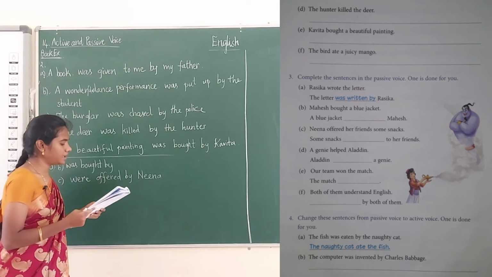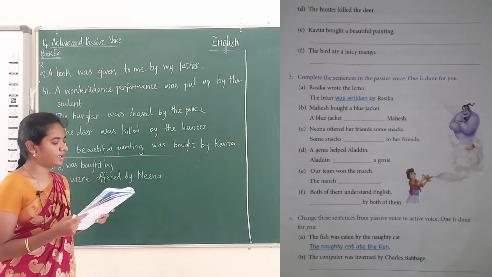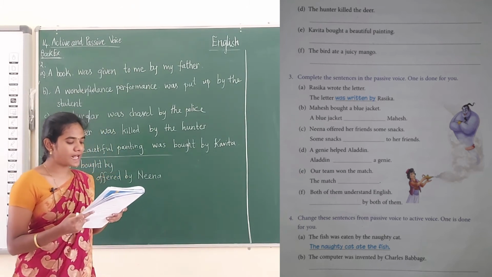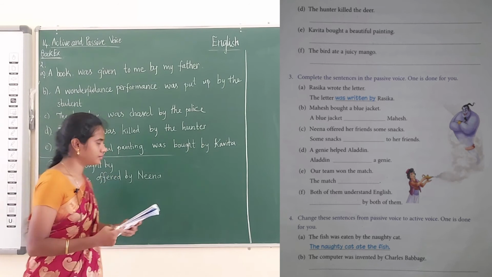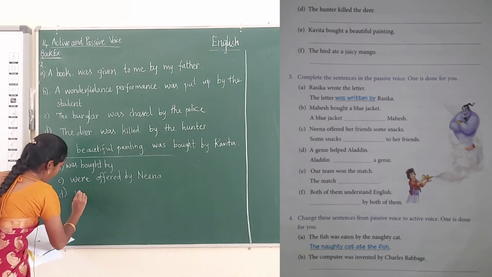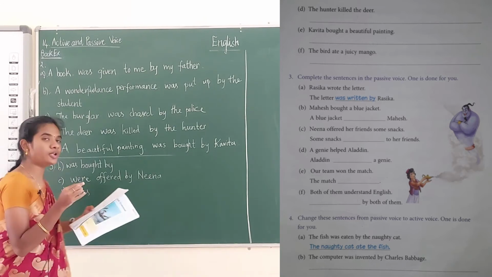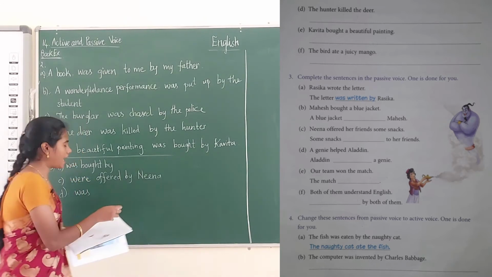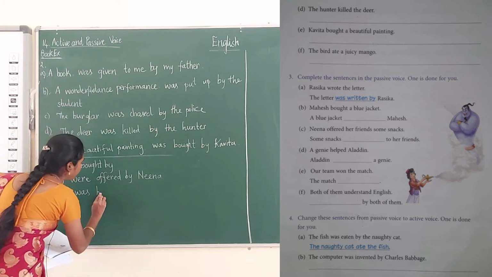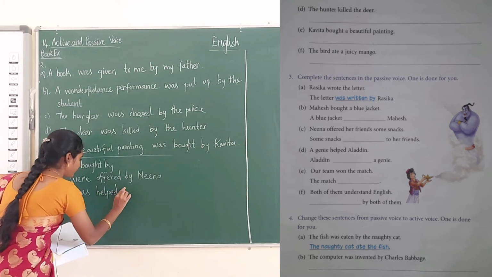Then D, a genie helped Aladdin. Okay, a genie helped Aladdin. Aladdin was helped by a genie. Aladdin was. We are writing was because it is helped, so we have to use the past tense be verb. It is was. Then we are writing the V3, helped, by.